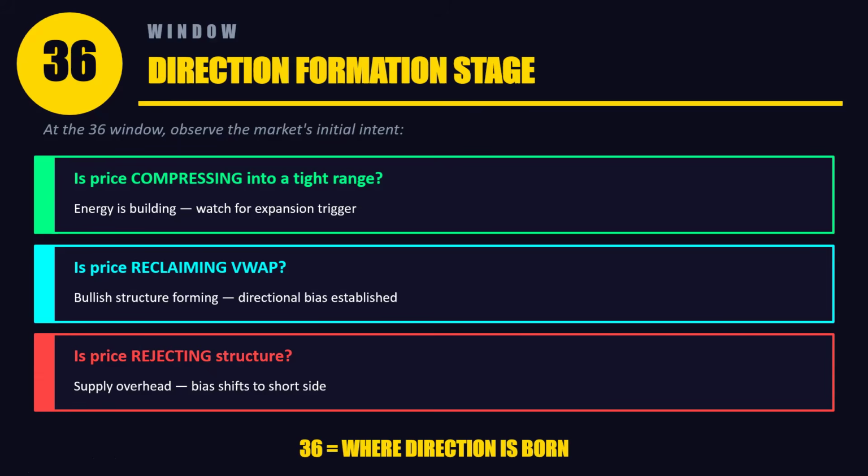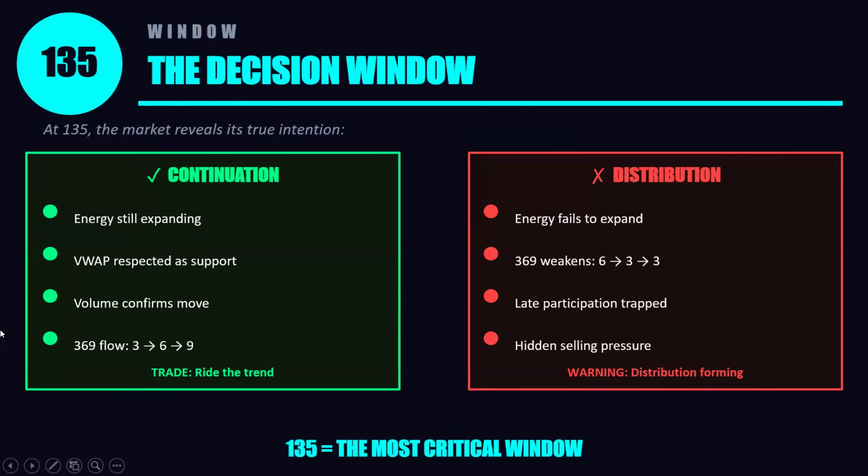So the 36 time window is the window where direction is born in the market on the intraday time frame. You need to know that. That is very, very important. Immediately you can get the idea whether to be on the call side or on the put side if you are trading options. The 135 time frame window is the decision window. At 135, the time will be around 11:15 to 11:20.